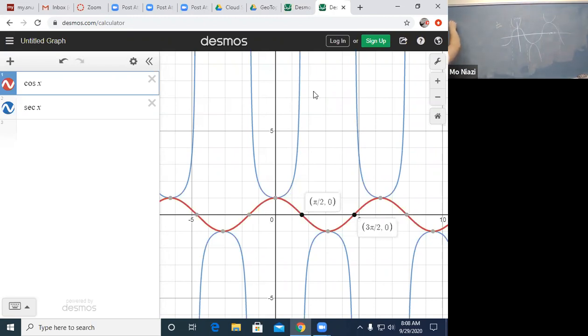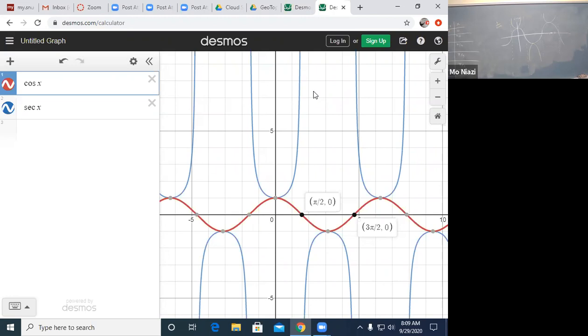So secant of x table. Let's just pick positive values. Let's go 0, pi over 6, pi over 4, pi over 3, pi over 2, and let's just do one more, 2 pi over 3. Notice that the secant of 0 is the same thing as 1 over cosine of 0, right? And that's 1 over 1, which becomes 1.